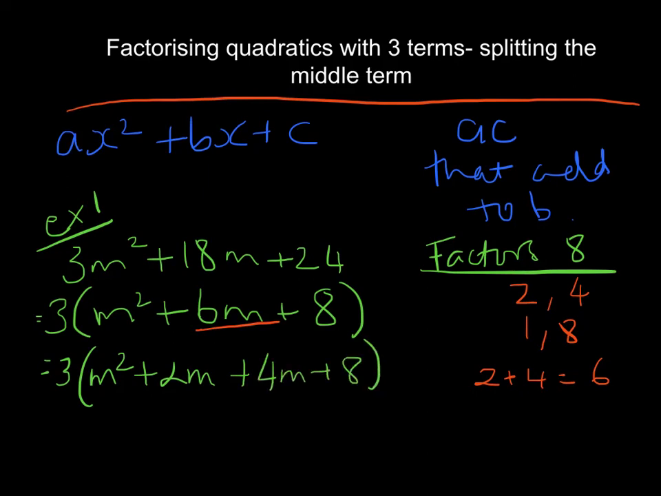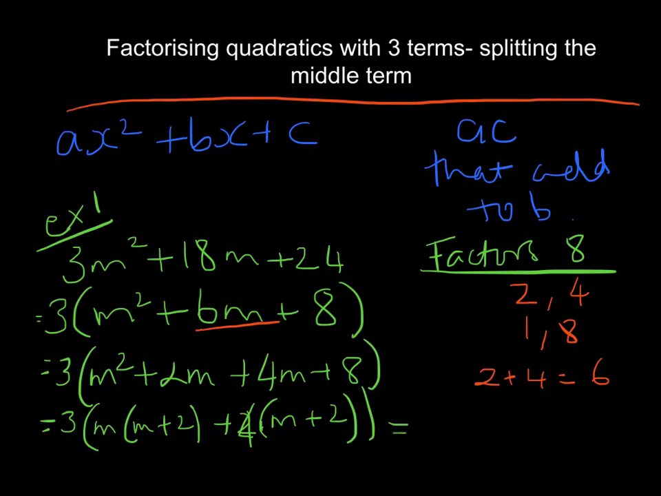And now I just proceed as if it was a grouping problem. So I've got the 3 again, and I'm looking for the highest common factor between m squared and 2m, which is m. I've got m plus 2. 4m and 8 is 4, sorry. So I've got 4, so I've got m plus 2. Do I have a binomial factor? Yes, I do. That goes at the front.